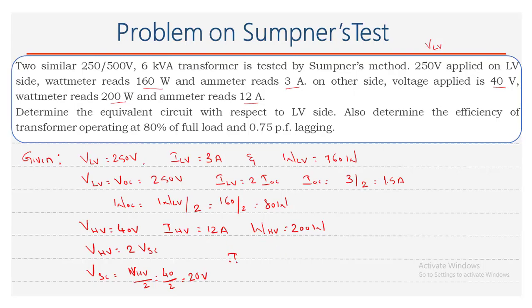Similarly, IHV, as they are in series, the current is the same. IHV is equal to ISC. This wattmeter reads the total copper losses in both the machines. Hence, WSC is equal to WHV divided by 2, that is equal to 200 by 2, that is equal to 100 watts. Now we are going to use WOC, VSC, IHV, that is ISC, and WSC in our calculation part.